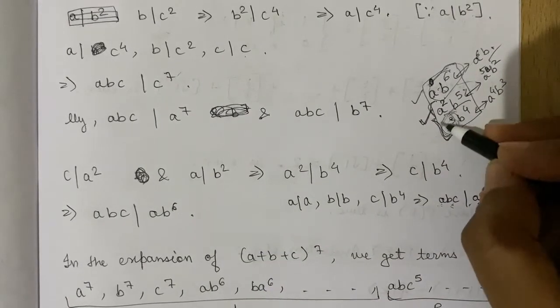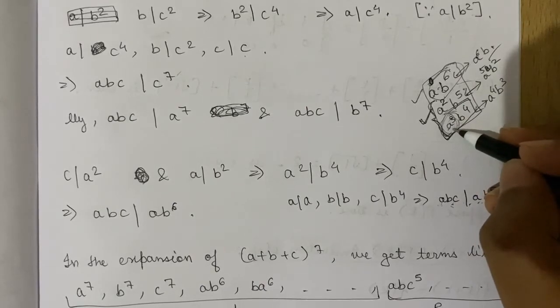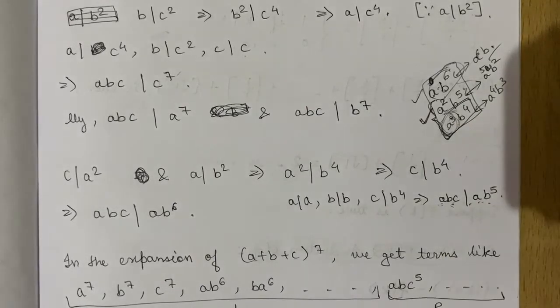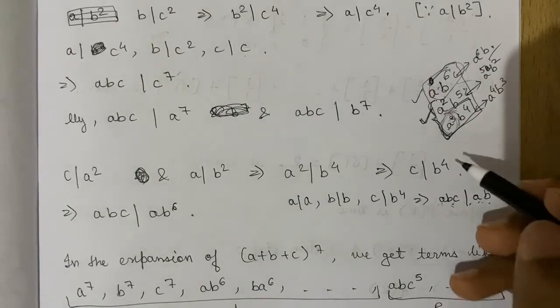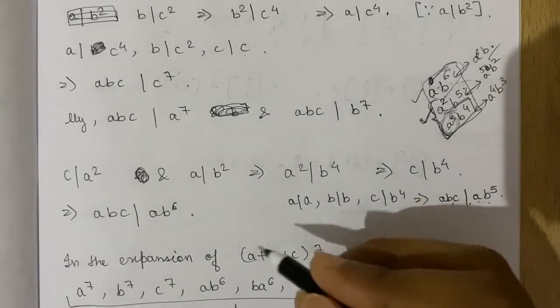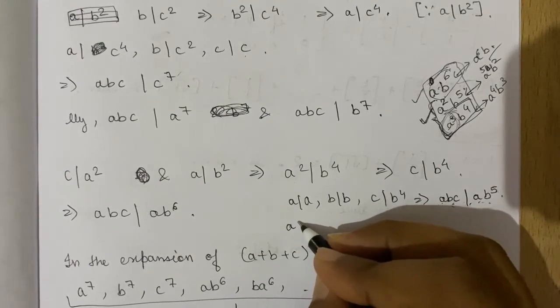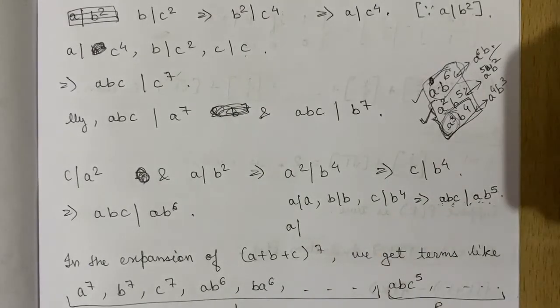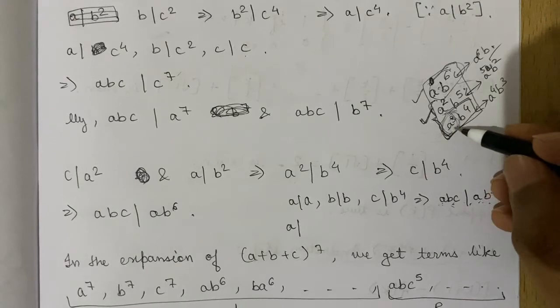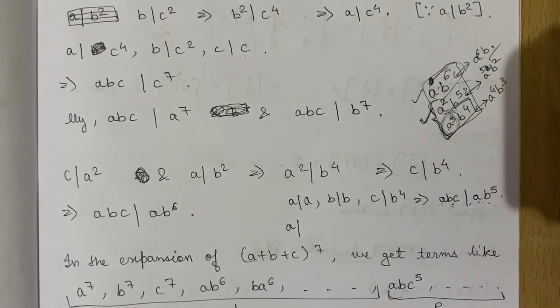The only case remaining is when we have a term like a^3 b^4. With a^3 b^4, a divides, so b is obviously okay.